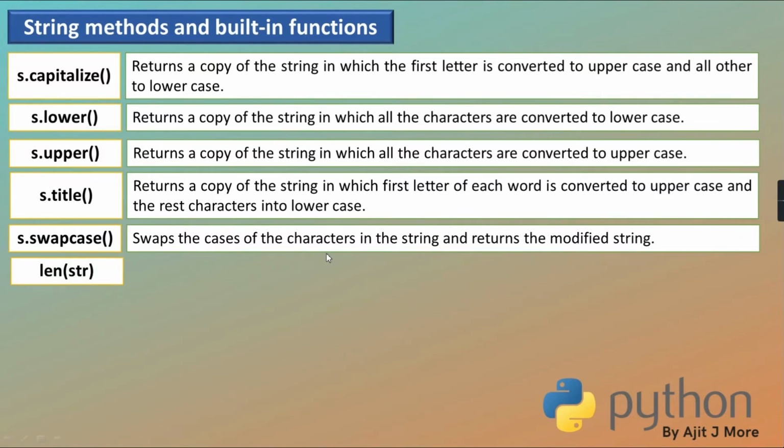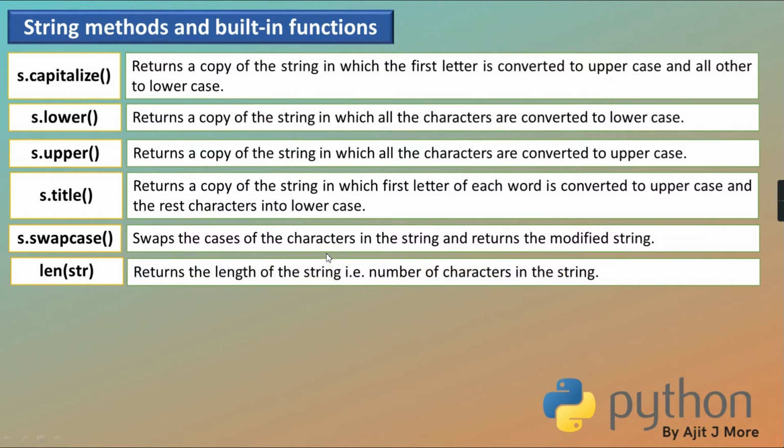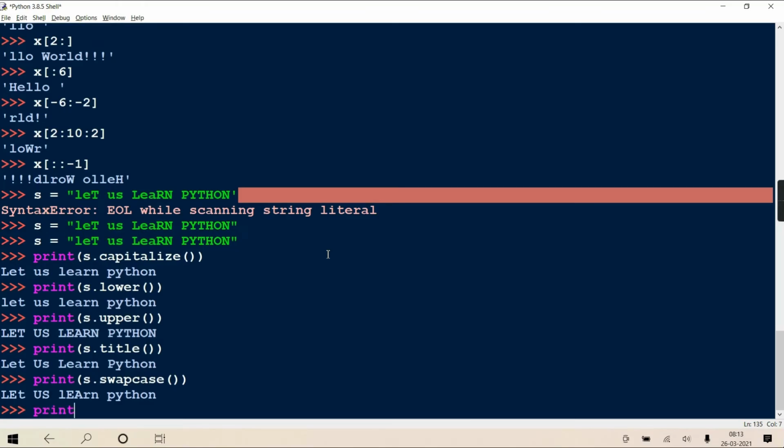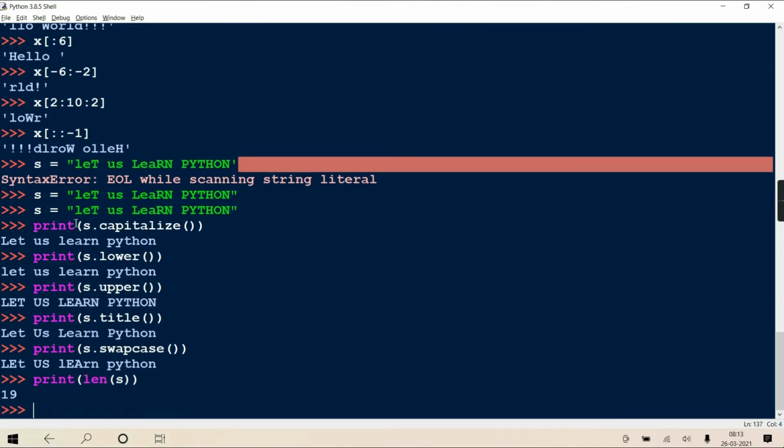Len we have applied on other iterables also, like list and tuple. For a string, it will just return the number of characters in the string. If I apply it on a list, it returns the number of elements in the list. On a tuple, the number of elements in the tuple. Same way, this returns the length of the string, that is the number of characters in the string. Print len of s. Whatever length is there, for "let us learn Python", the total is 19. Even the space is counted.